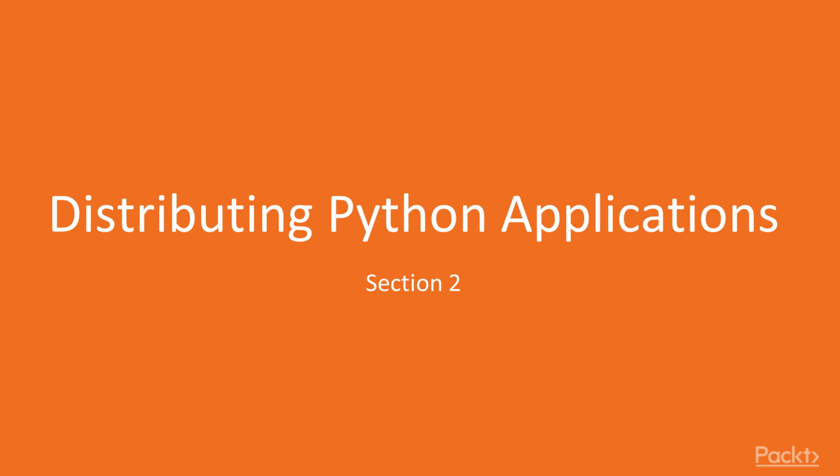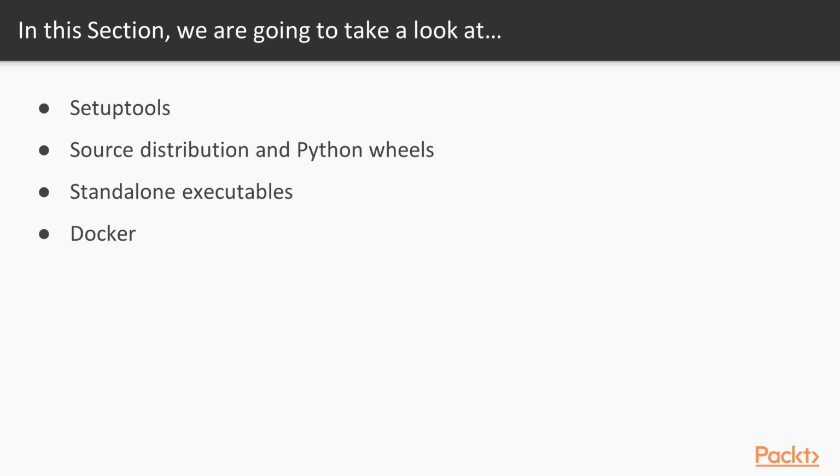Section 2. Distributing Python Applications. In this section, we'll take a look at the tools needed to distribute our Python code, more specifically setuptools. We'll then use setuptools to generate a source distribution and a Python wheel in order to distribute our Python package. Next, we'll see how to build standalone executables that don't require the users to have Python installed.